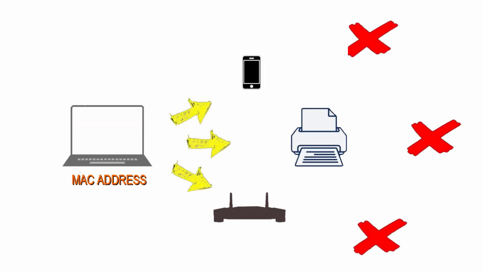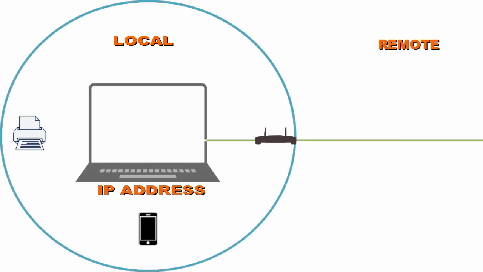With just its MAC address, a device could send and receive information within a local network. But for remote connections, such as the internet, a different address is required. The IP address extends the device's range, where connections can now be made beyond its local network.